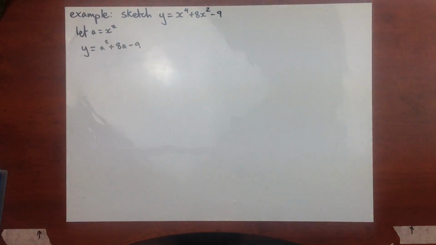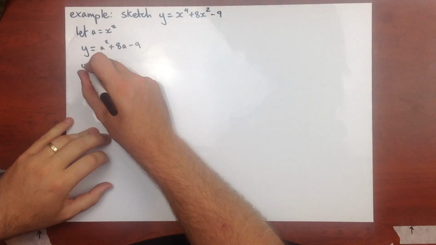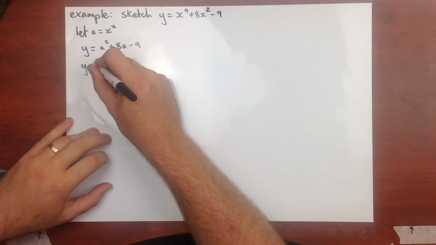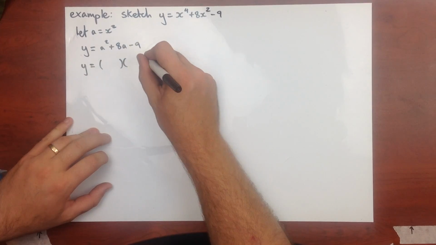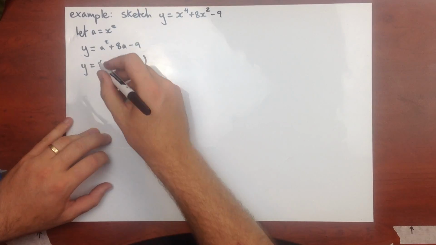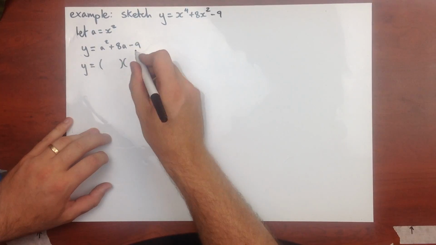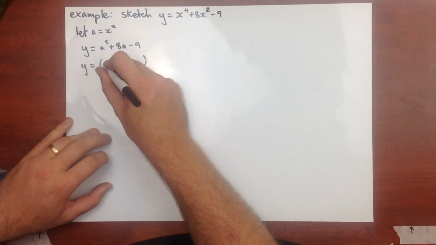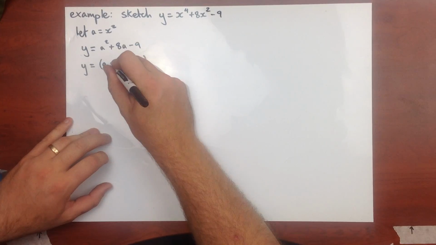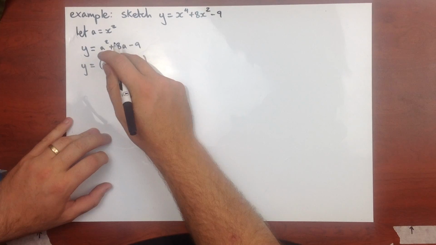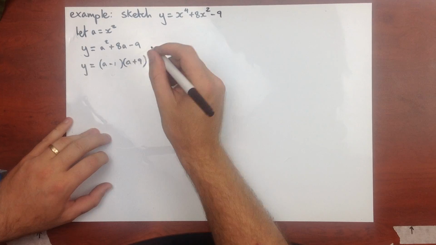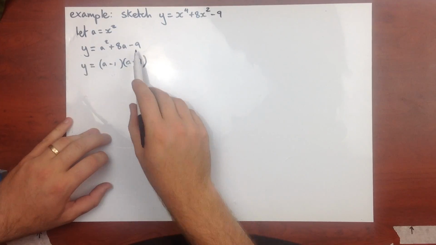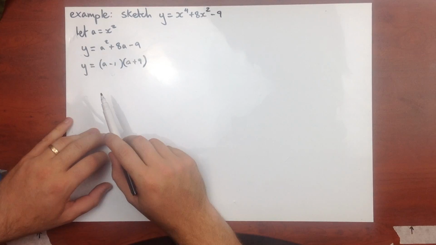Okay, so now we've got a quadratic, and a quadratic that we can factorise. So we should be able to factorise this one. So we need a minus 1 and a plus 9, so that we multiply to get -9 and add to get positive 8.